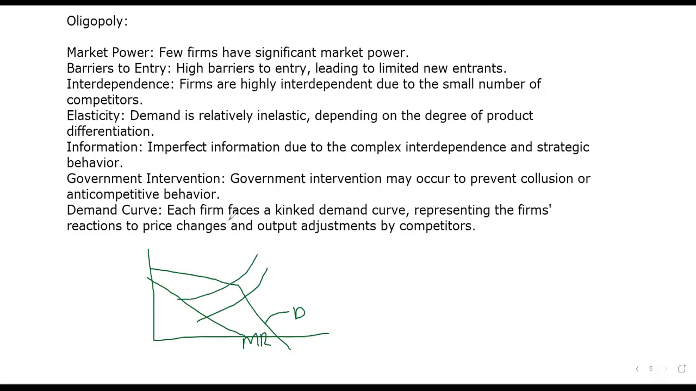So the government intervention here may occur to prevent collusion or anti-competitive behavior. The demand curve has a kinked curve representing the reactions of a firm with interdependence. Okay. Now, what is the implication of the kink in an oligopoly? What happened at the kink, since we said these are interdependent.